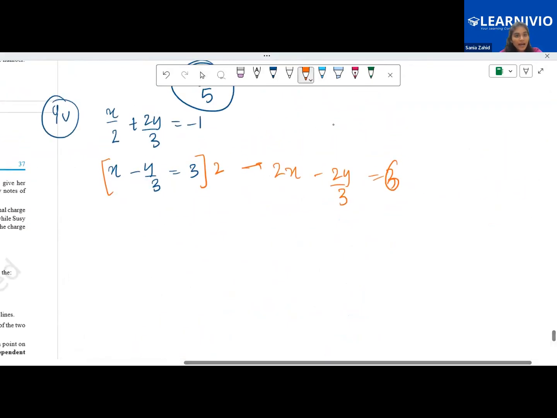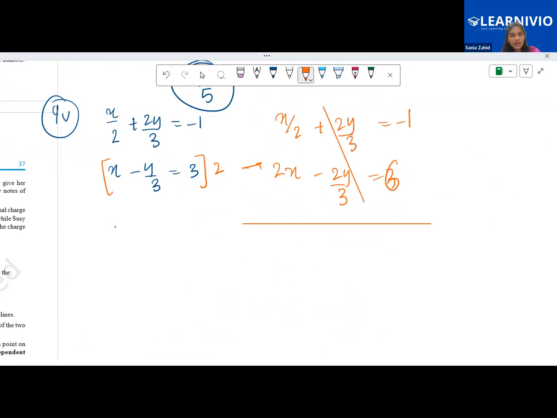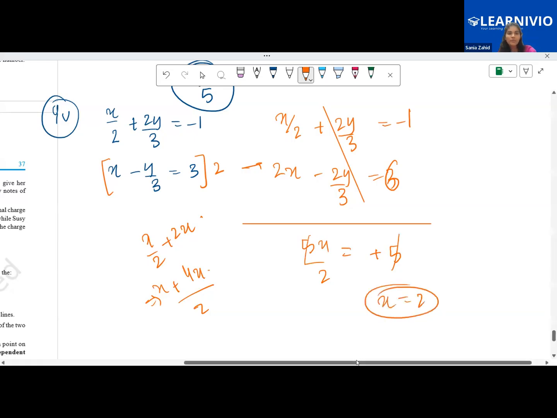So now you will add the first equation to it. x by 2 plus 2y by 3 is equal to minus 1. This cancels out. So what is x by 2 plus 2x? Solve it in rough and write your answer here directly. x plus 4x. So you get 5x by 2 is equal to minus 1 plus 6 gives you plus 5. Okay. 5 and 5 cancel out. x is equal to 2. Got it?